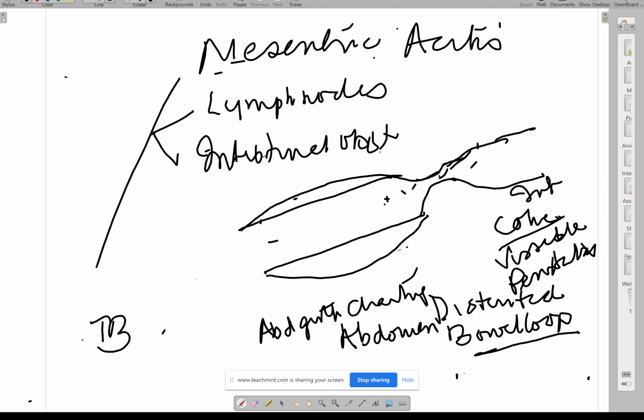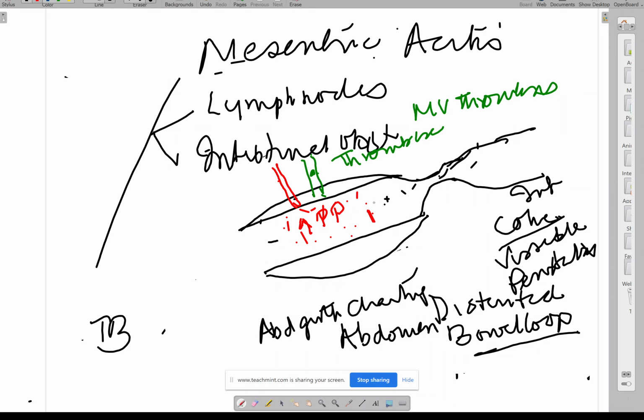Then what is the third thing? The third thing is that the pressure here is very, very high, and it is higher than the pressure of the veins. So this is the vein, and this pressure is more than the pressure in this vein. So there is stasis in the vein, and this can thrombose. So there is mesenteric vascular thrombosis. The artery keeps on pumping blood, and therefore blood starts leaking into the lumen of the intestine. So you may have bleeding per rectum, or you may even have a blood vomit.